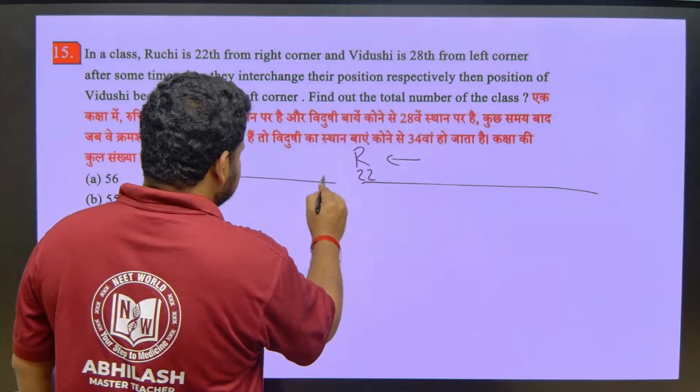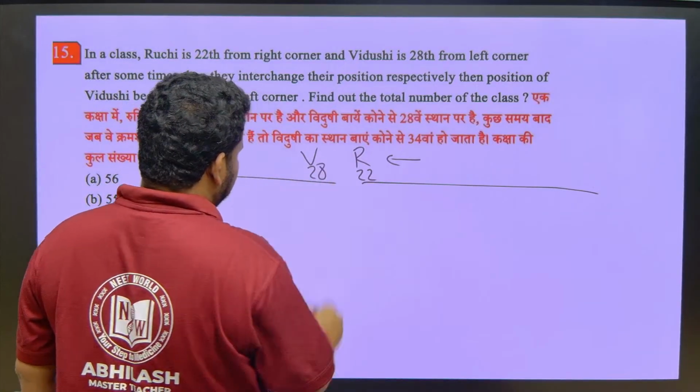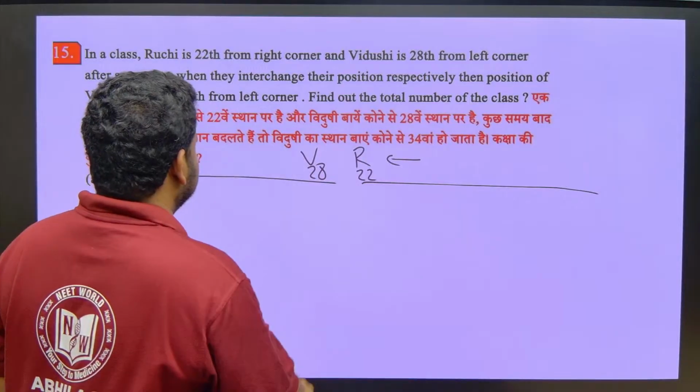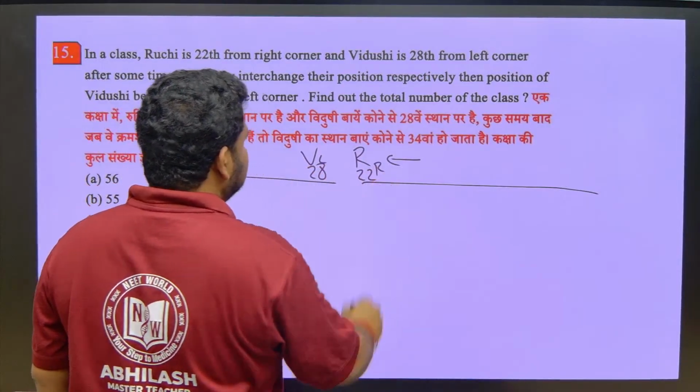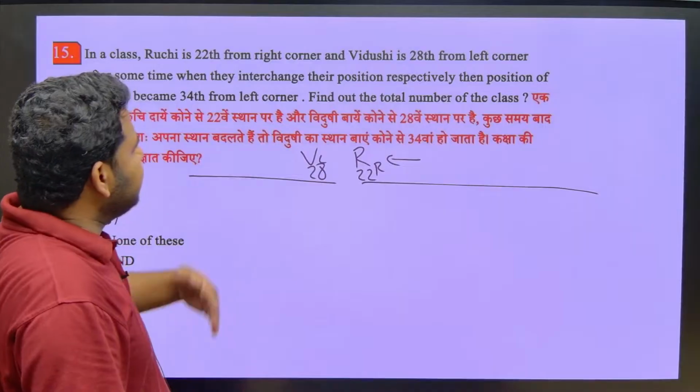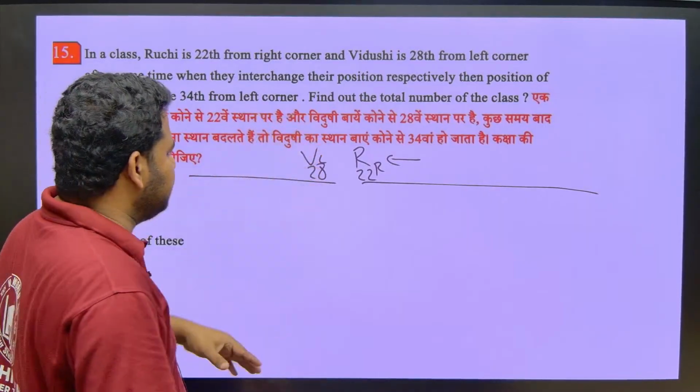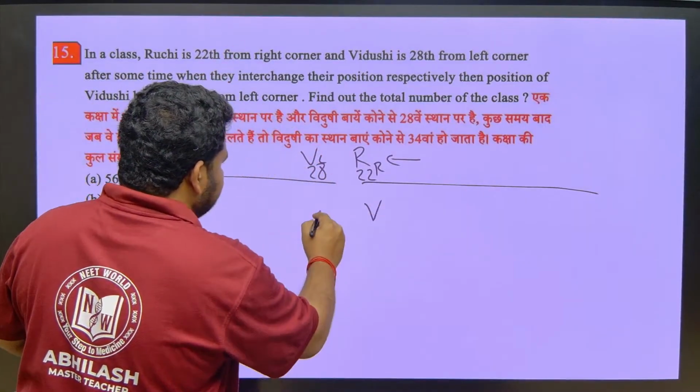In a row, Vidushi is 28 from the left corner. This is left. This is right. When they interchange their position respectively, Vidushi will come here, Ruchi will come here.